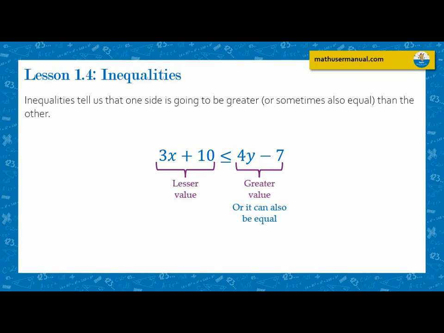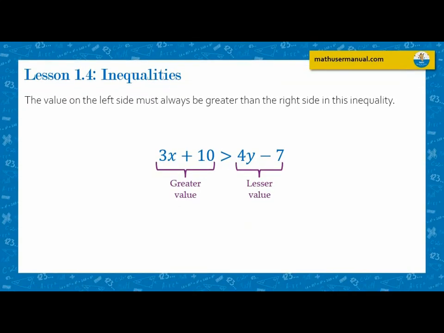It's a combination between inequalities and equations because the right side is going to be greater, but it can also be equal. And of course, we're going to have the same symbol pointing in the opposite direction, because now we're saying that 3x plus 10 is greater, or it can also be equal. So that little horizontal line means it can also be equal.